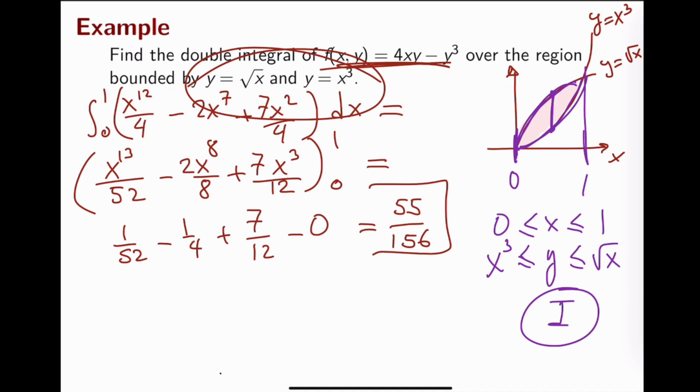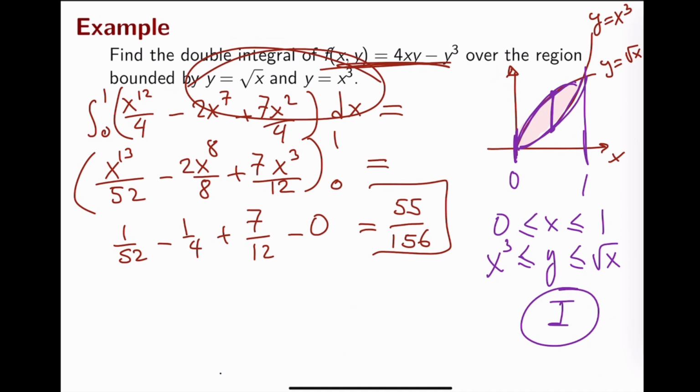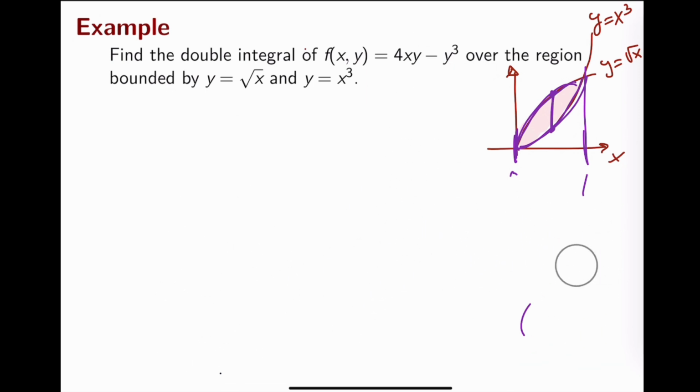As I said before, this region, we decided to describe it as a region of type 1, but we could have described this one as a type 2. I'm going to set up this description to see how it would be to set up the same region, but now as a region of type 2.